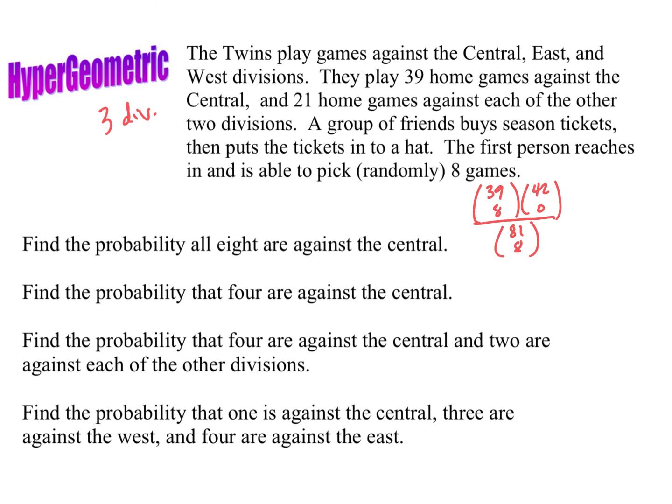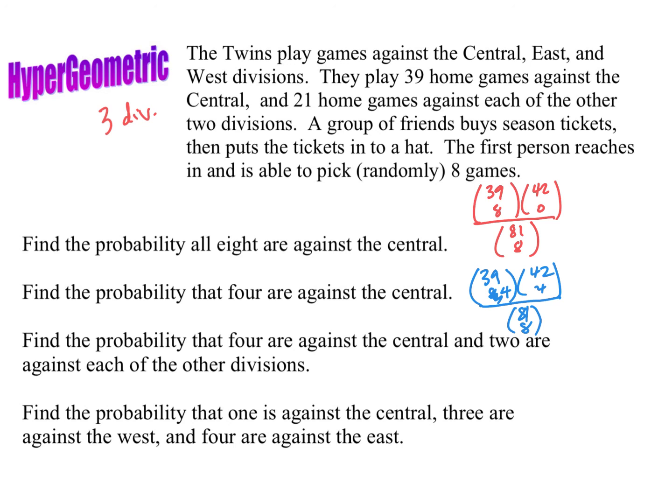So this would be 39, 4 on top. And then 42 and 4, because it didn't designate, it just says 39 and 4. 42 and 4, it didn't designate which other division. It just said 4 were against the Central. And 81 and 8. Find the probability of 4 against the Central and 2 against each of the other divisions.